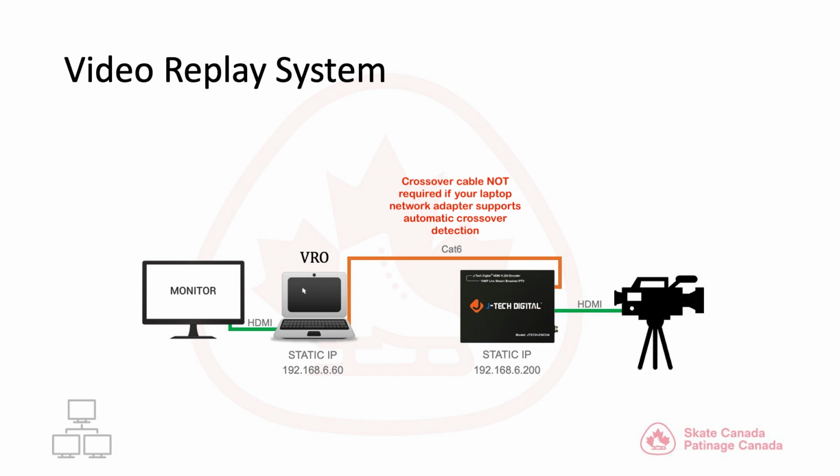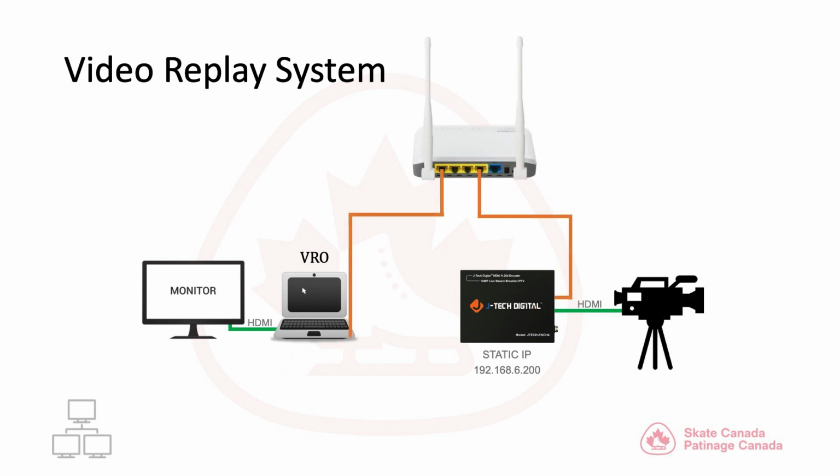A second option for networking your JTAG video streaming device to your VRO laptop is to connect both to a router. By doing that, you definitely will not need a crossover cable, and it also doesn't matter whether you assign a static IP address or a dynamic IP address on the VRO computer. So this is a more, I guess you could say, robust method of networking your video replay system. One drawback, though, is that you'll need a router, but because you'll likely already have a router and switch connecting your other laptops, you can simply plug into that same network.